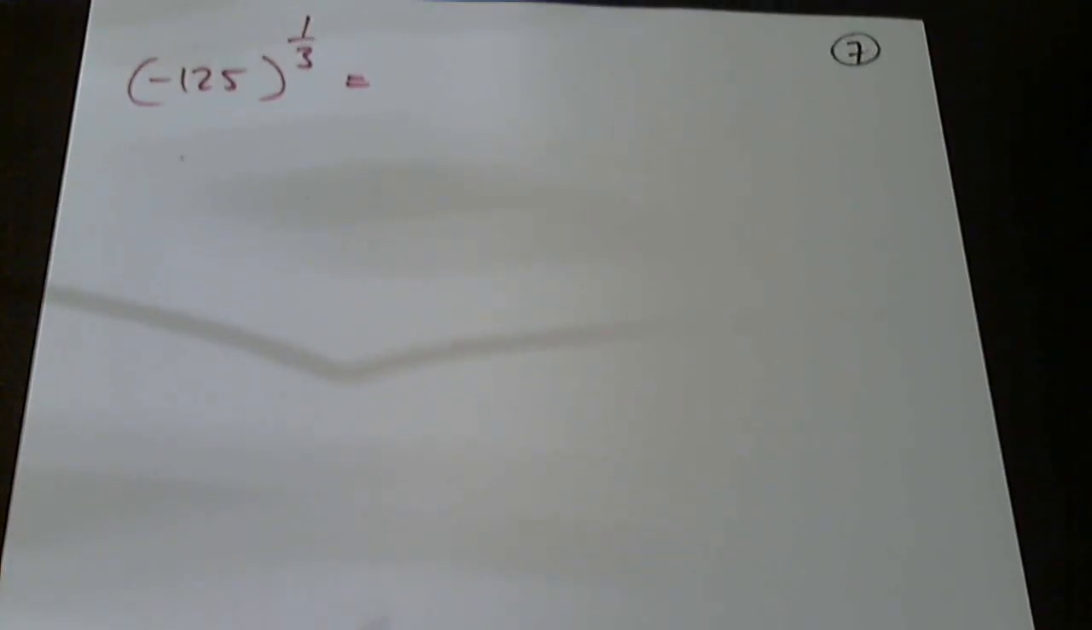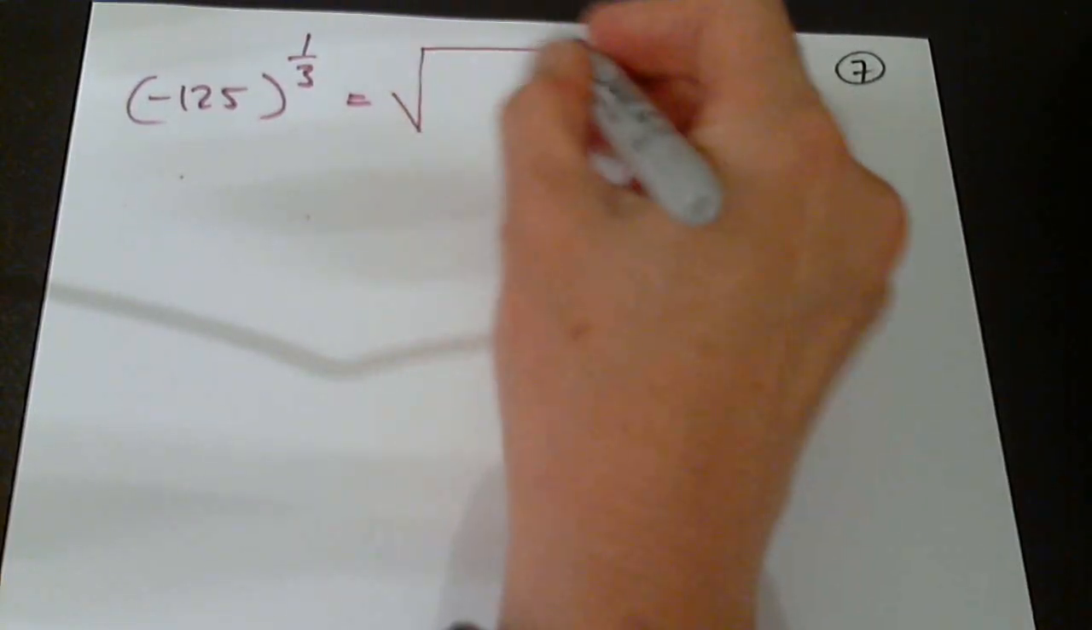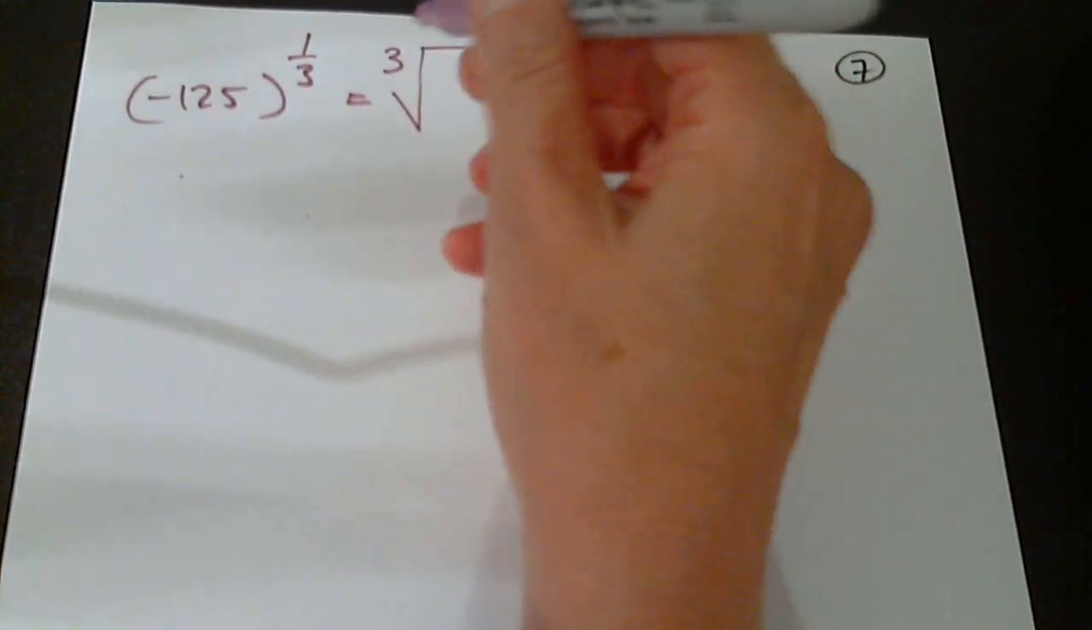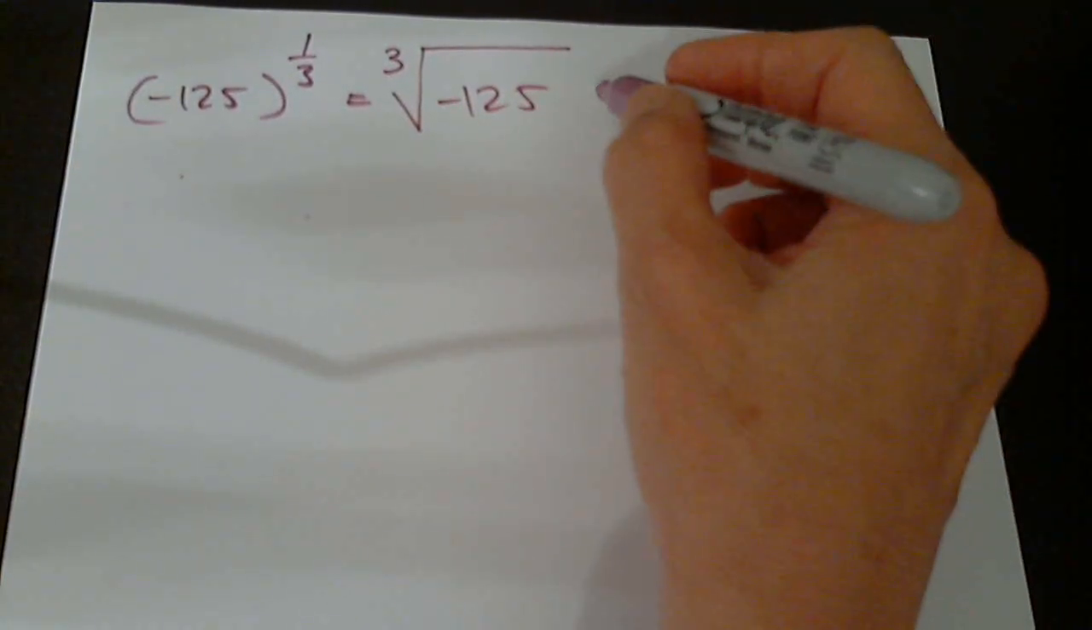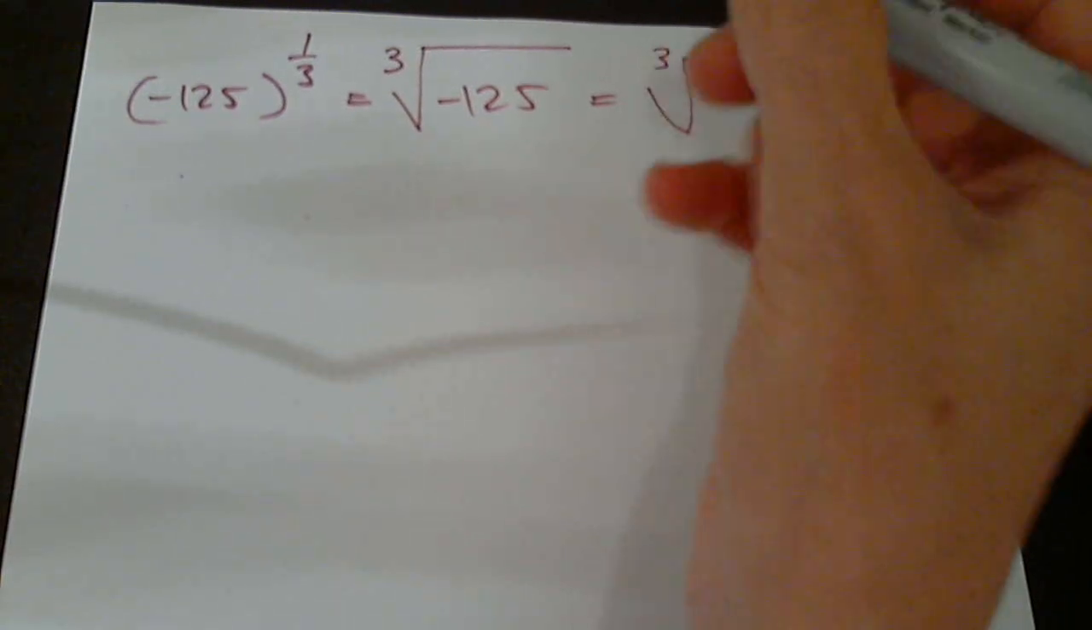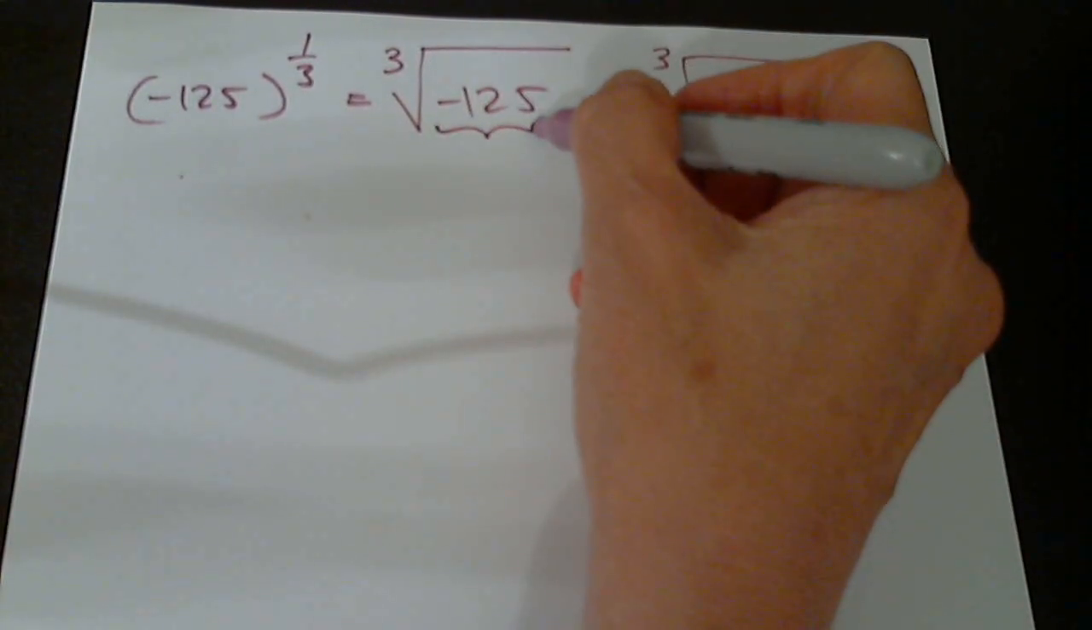Which is negative 125 raised to 1/3. So, what radical is this? The cube root. It's the radical with the cube root, right? In other words, the index 3. Yes, negative 125. So now one option will be to remember what this represents.